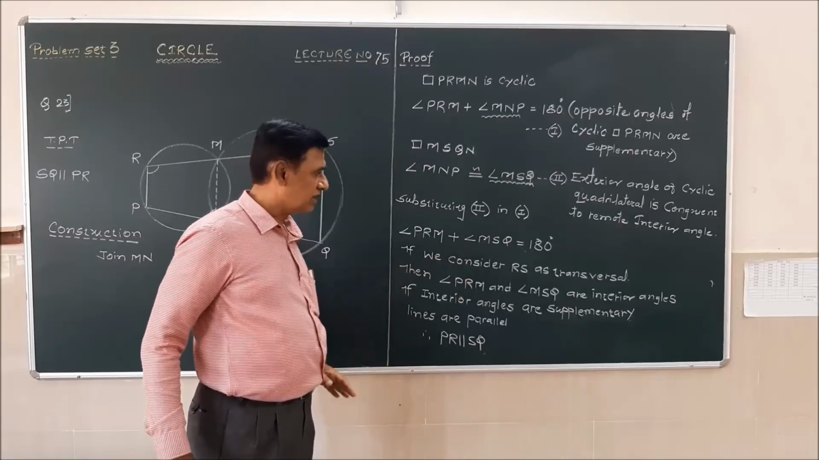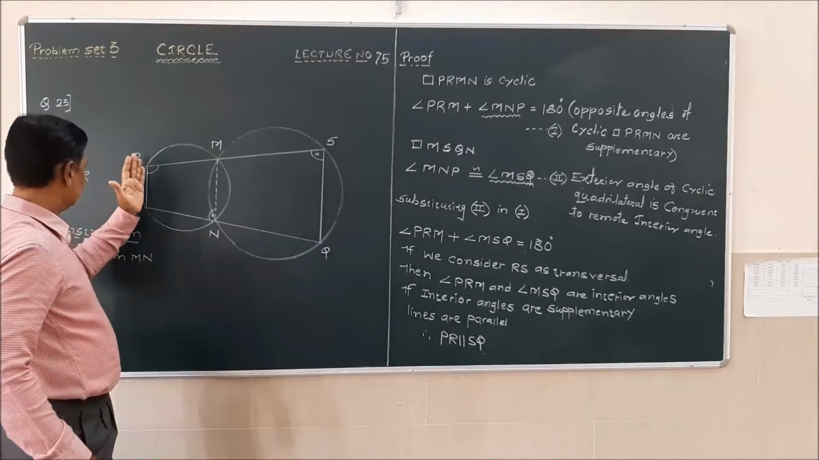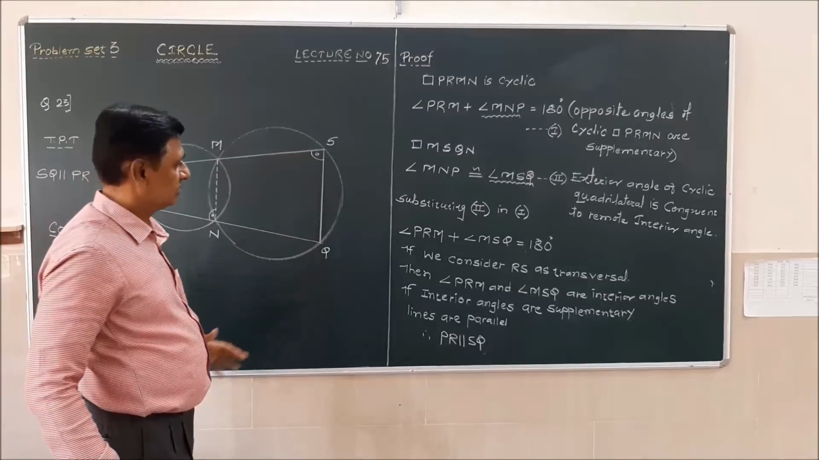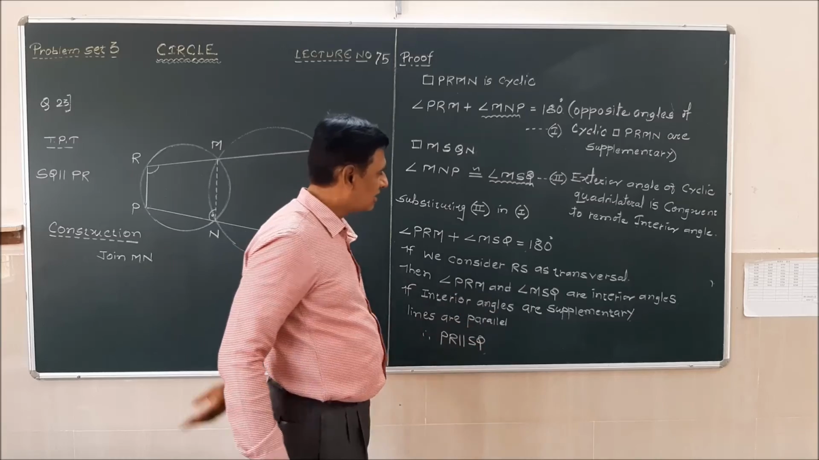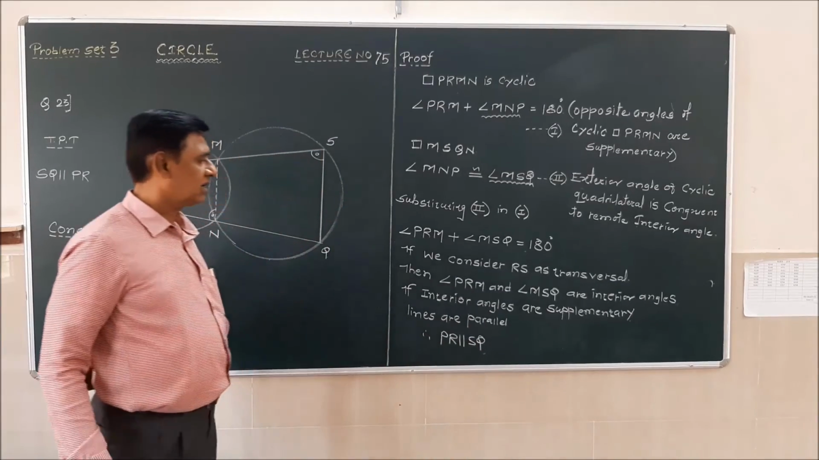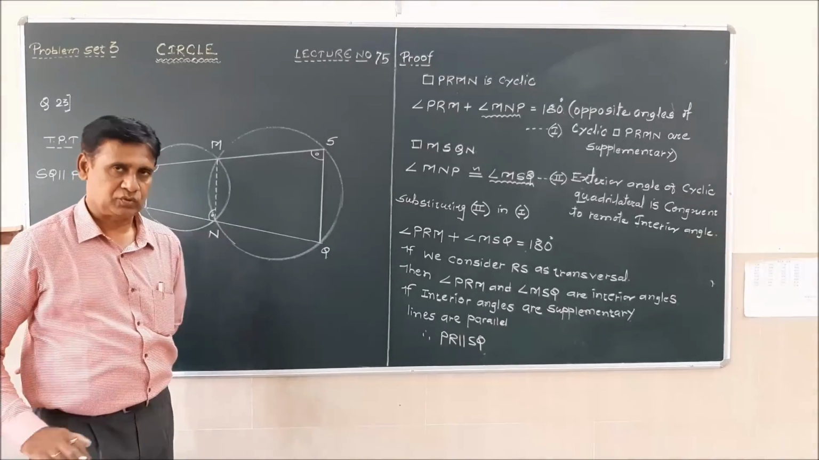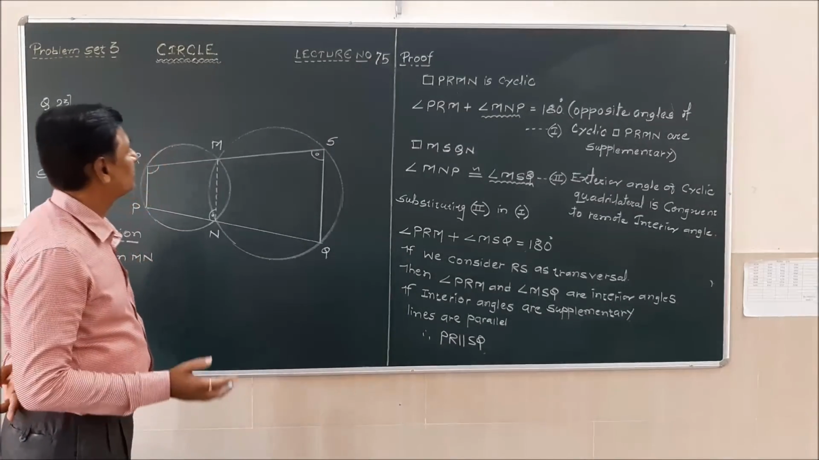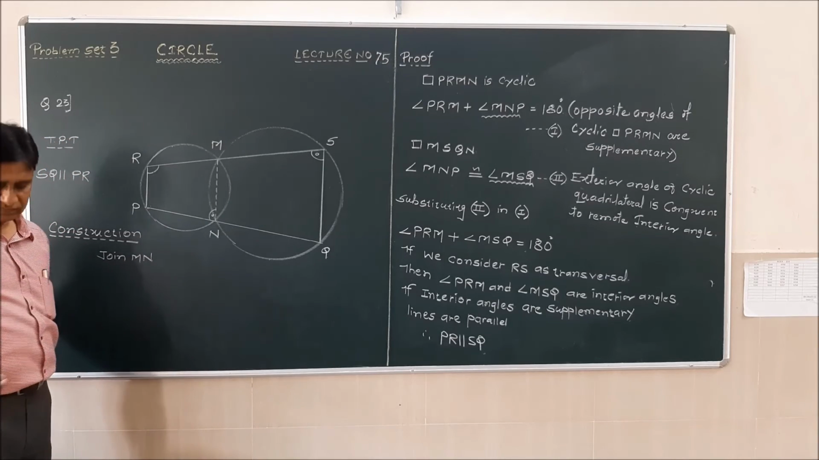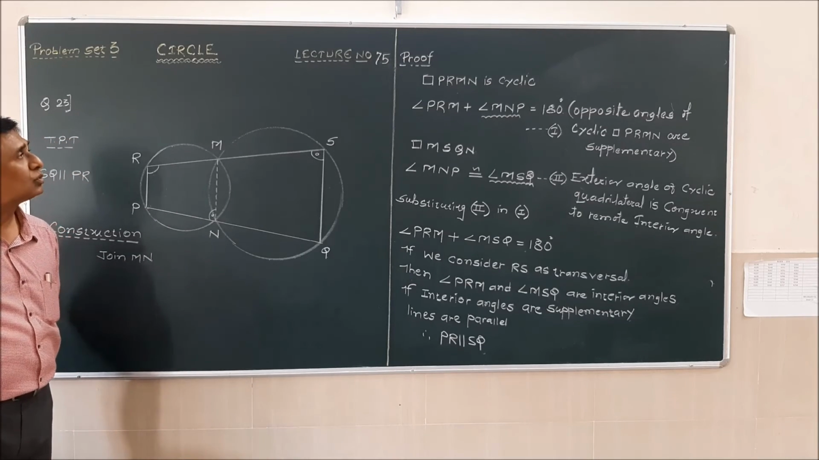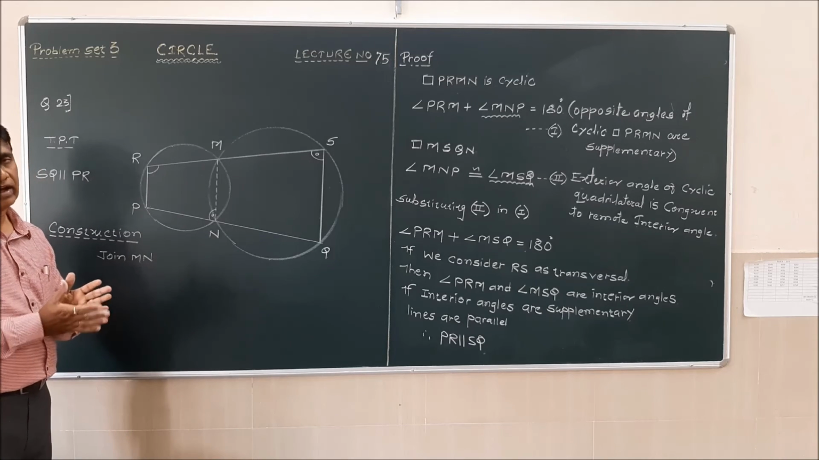So if we consider RS as a transversal, then these two angles PRM and MSQ are interior angles, and if interior angles are supplementary, the lines are parallel. Therefore, PR is parallel to SQ. So that's all for this sum number 23, and I'm going to conclude this lecture number 75.